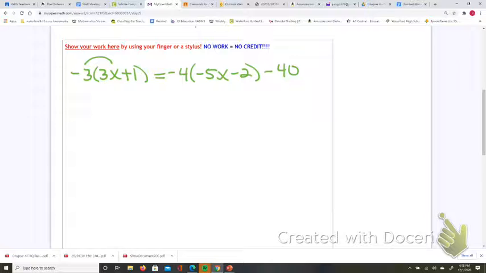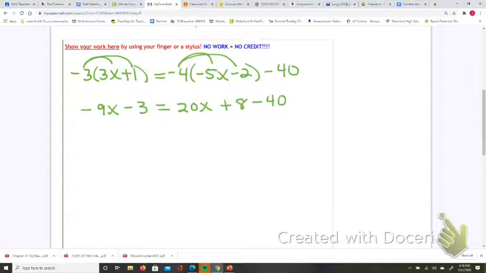Negative 3 times 3x is negative 9x. Negative 3 times 1 is negative 3 equals negative 4 times negative 5x is 20x. Negative 4 times negative 2 is plus 8 minus 40.